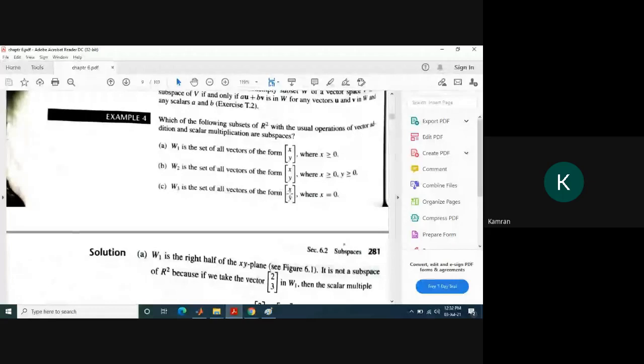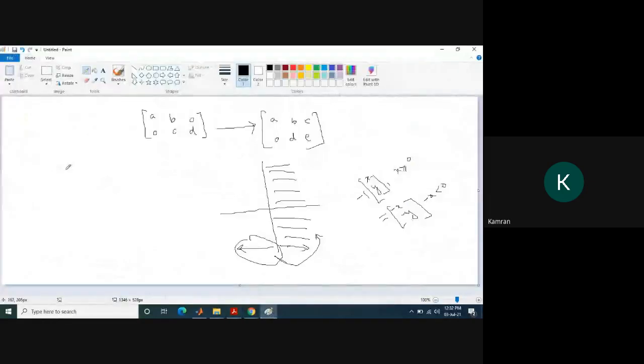Example number 3, W3. It contains all vectors of the form xy where x is equal to 0. So the first component is 0. When the first component is 0, this means that we are talking about the y-axis. So the y-axis contains 0 also.